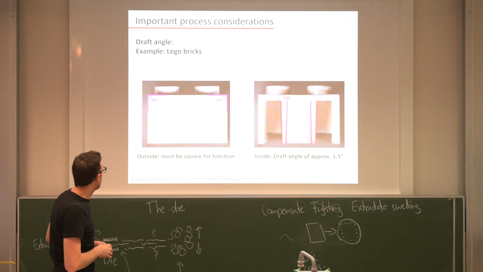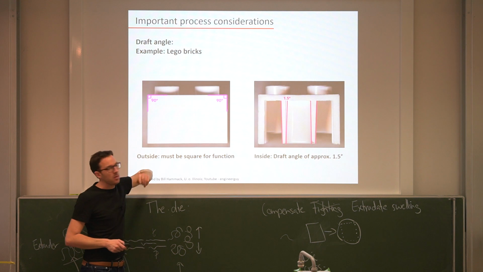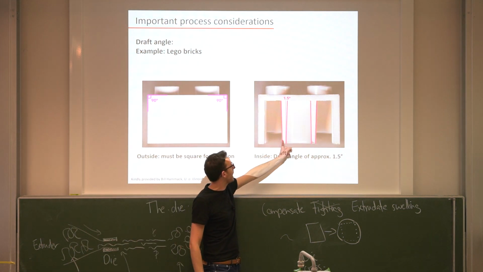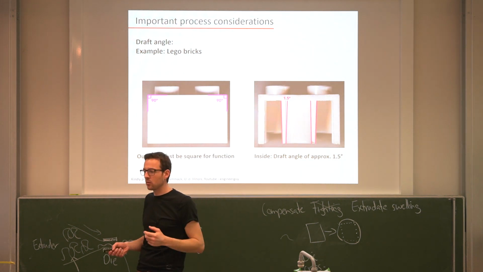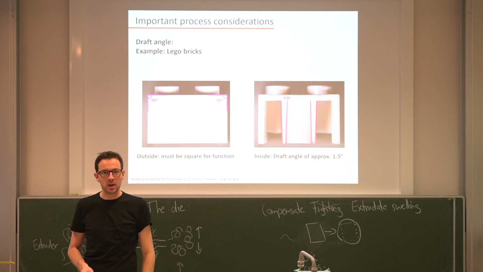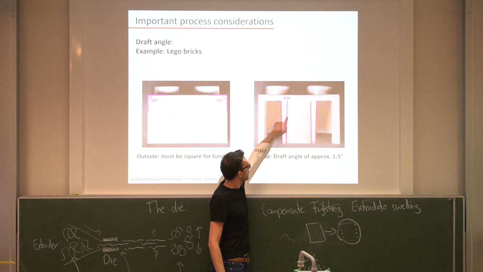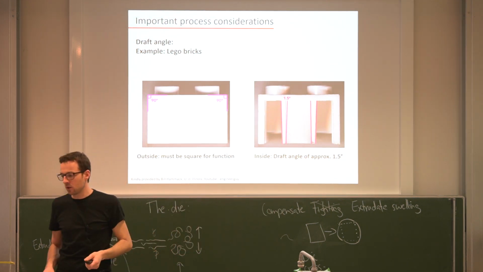Now if you have a look at the Lego brick, you see here, outside is perfectly square. But if you cut it open, you will see that inside you actually have a slightly tapered wall. Nobody cares because you don't use the inside of a Lego brick. You're only interested in the function from the outside. But here, they encode this trick to easily separate the brick from the mold.